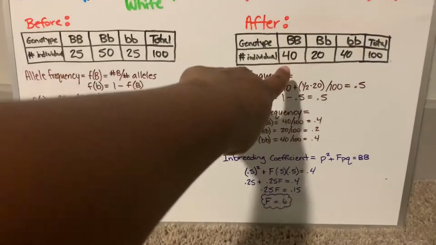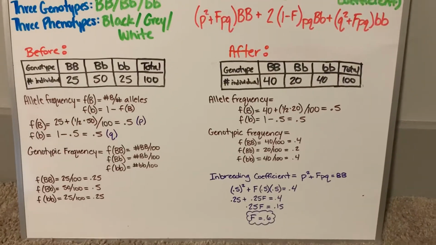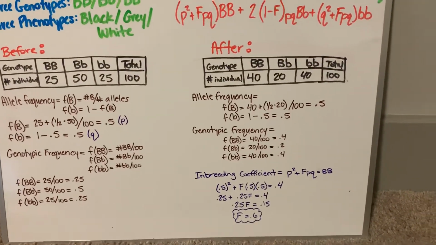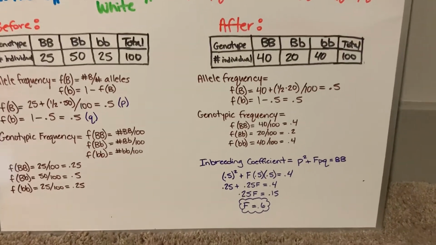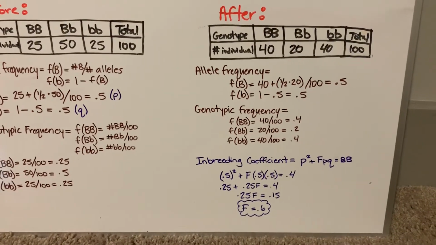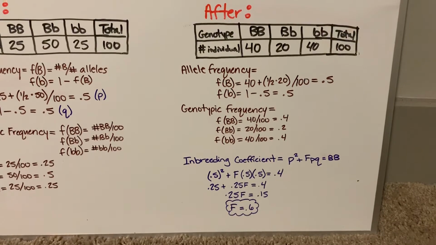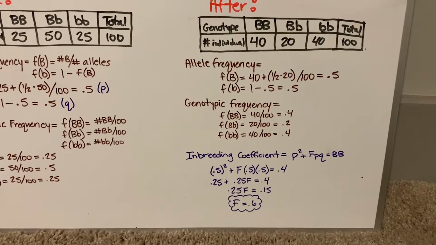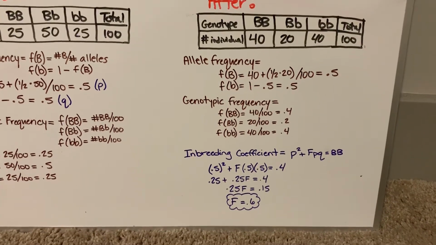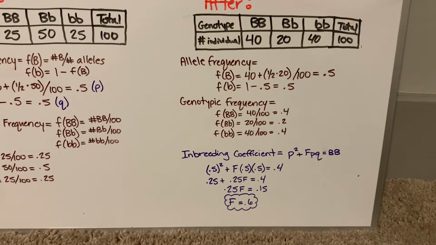So we plugged in the numbers: 40 homozygous dominant, 40 homozygous recessive, and 20 heterozygous. The allele frequency, we find it the same way, but it should still be the same number at the end, and it is, it's 0.5. Genotype frequency, we find it the same way as well, and you get 0.4, 0.2, and 0.4.